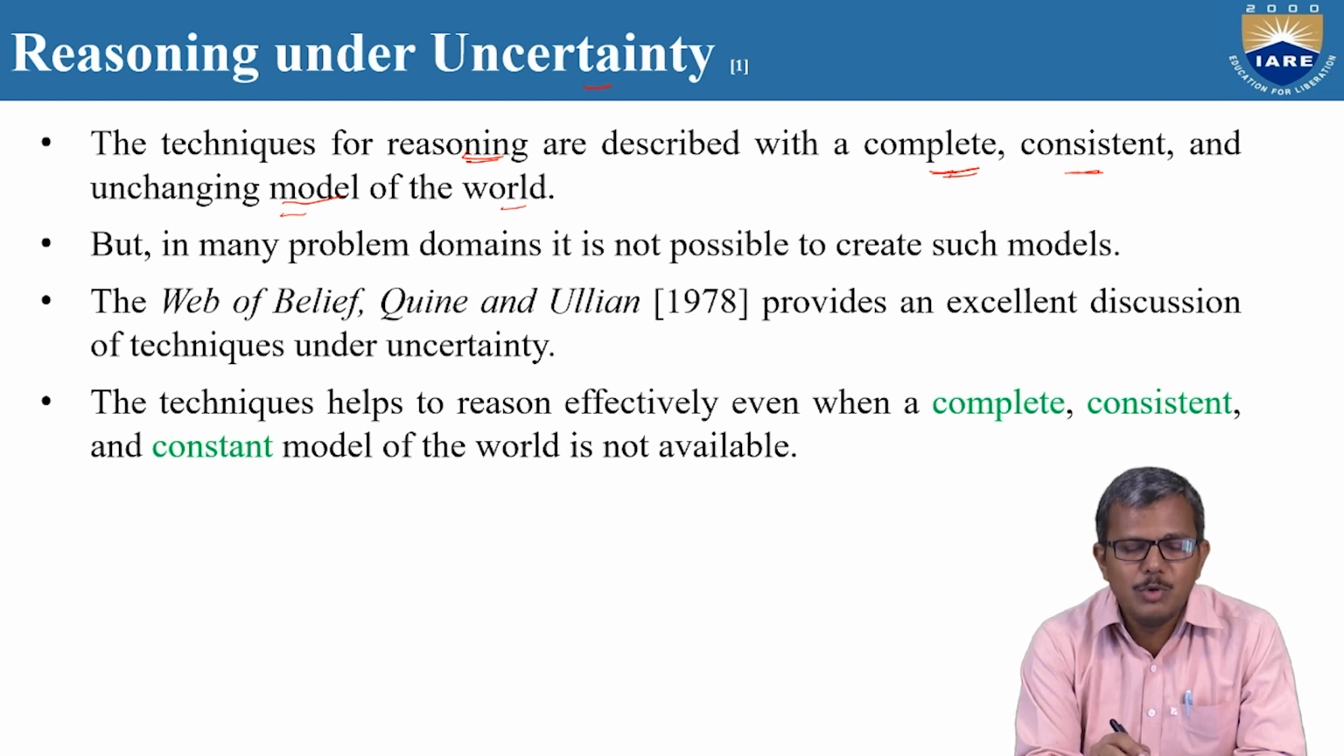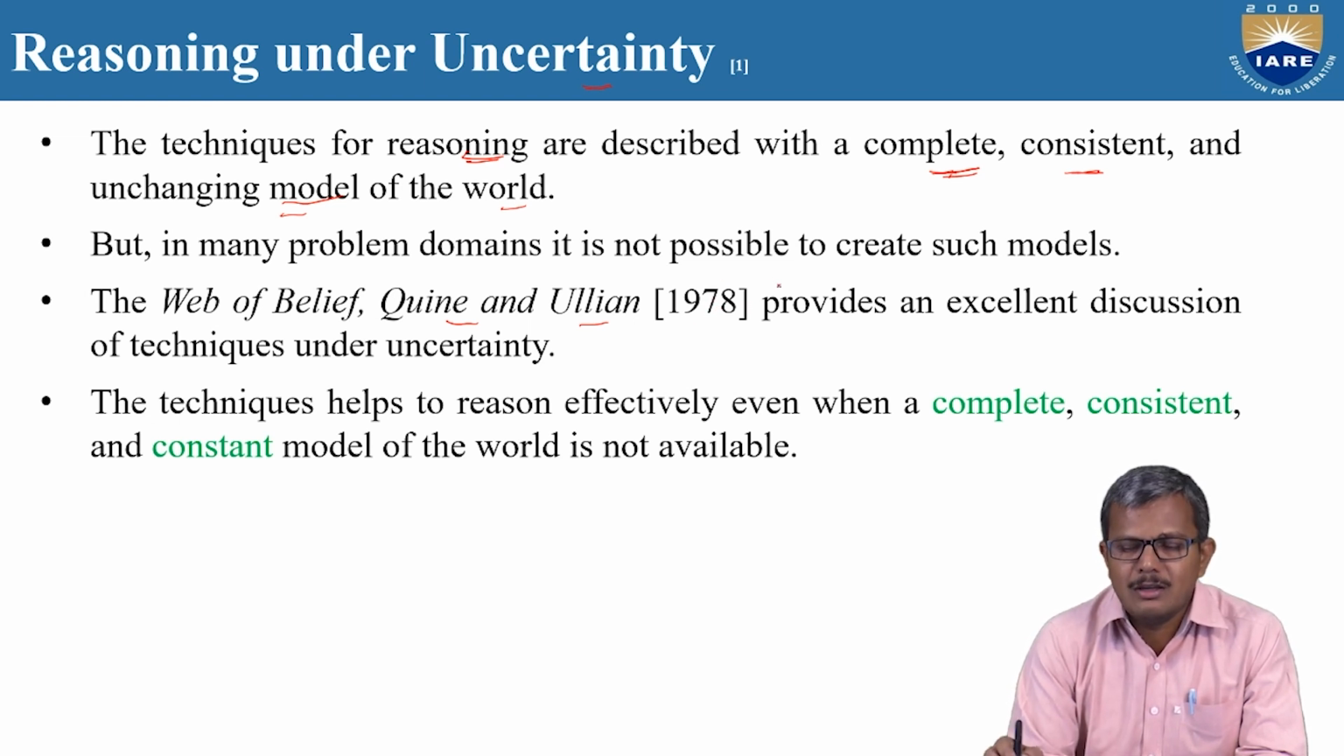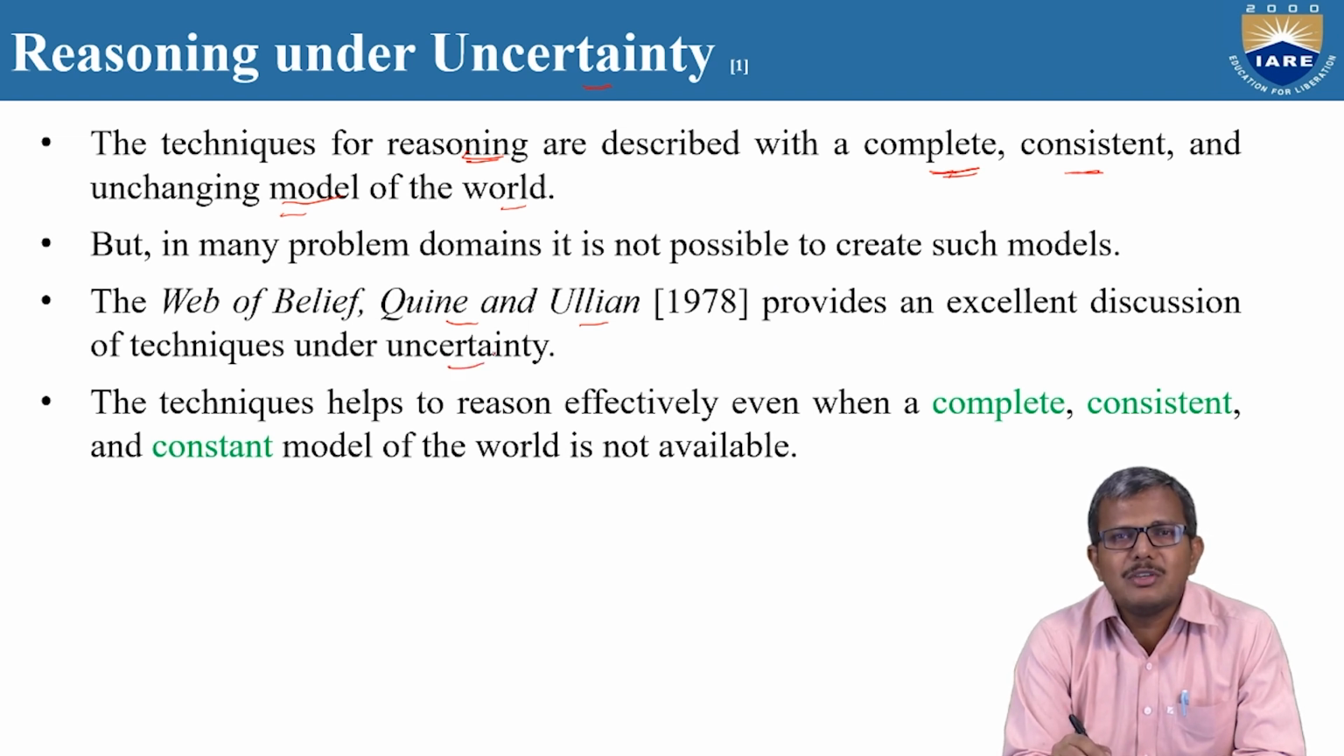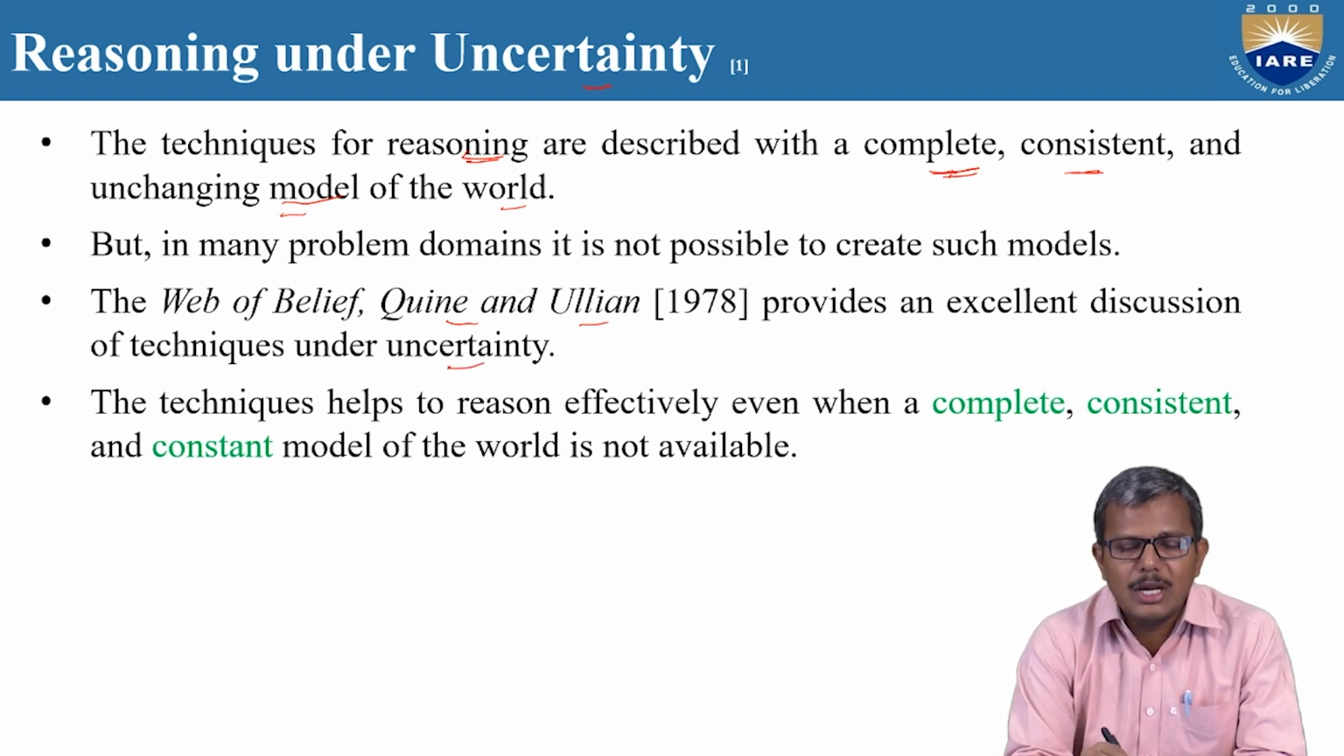There is a specific book called Web of Belief, written by Quine and Ullian in the year 1978. This book has given a very good, excellent explanation talking about the techniques under uncertainty. So what are the different types of techniques that are available in order to handle the problem of uncertainty?